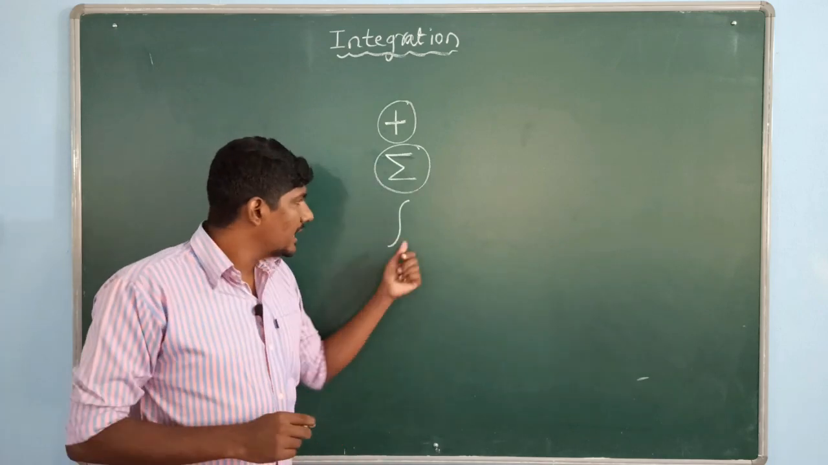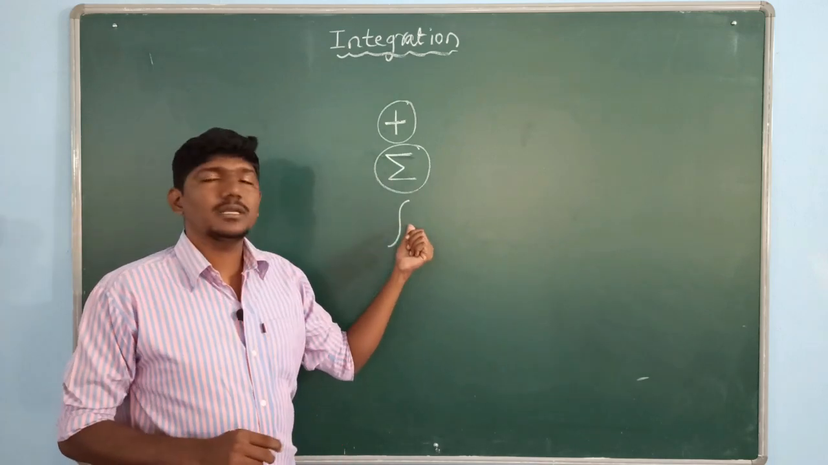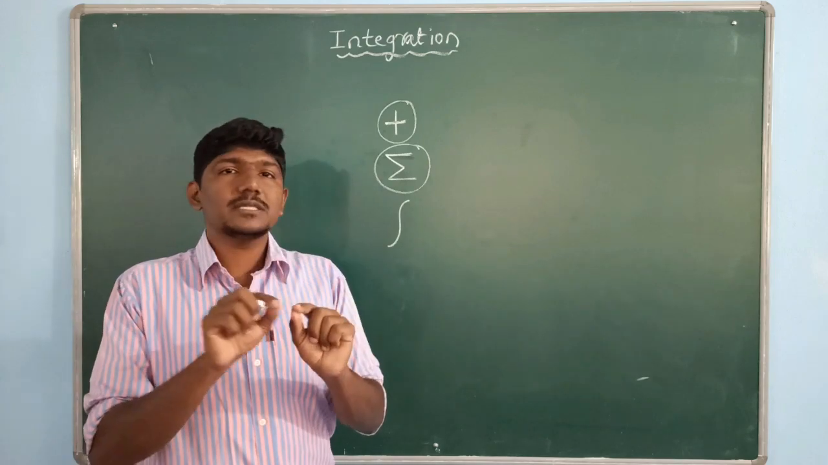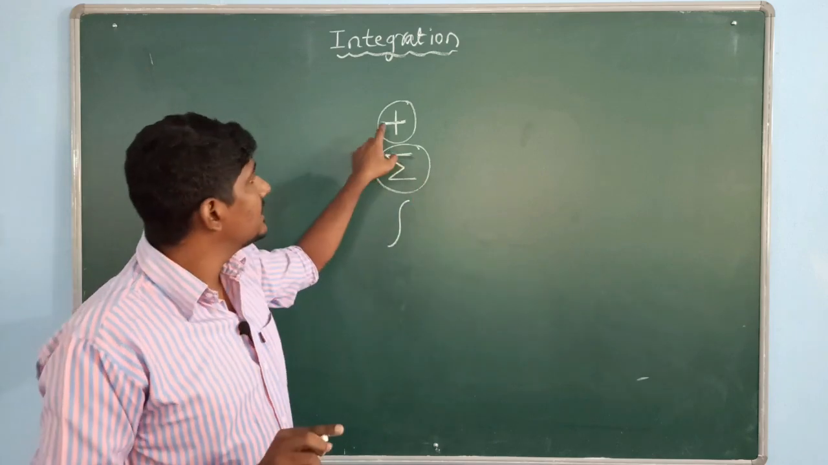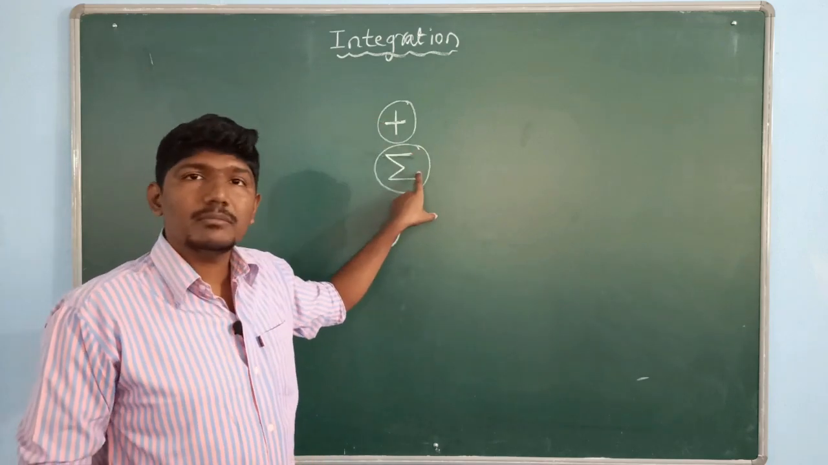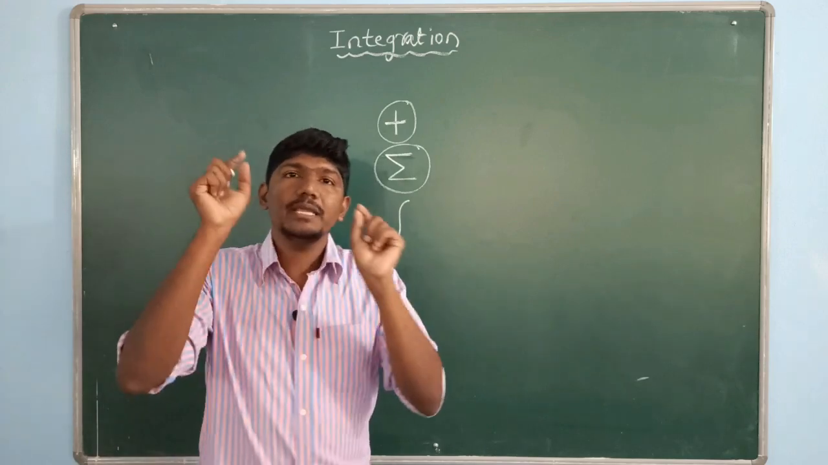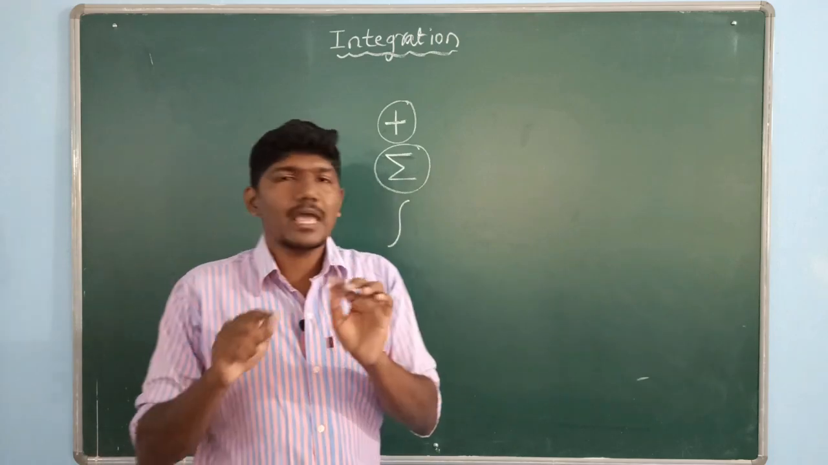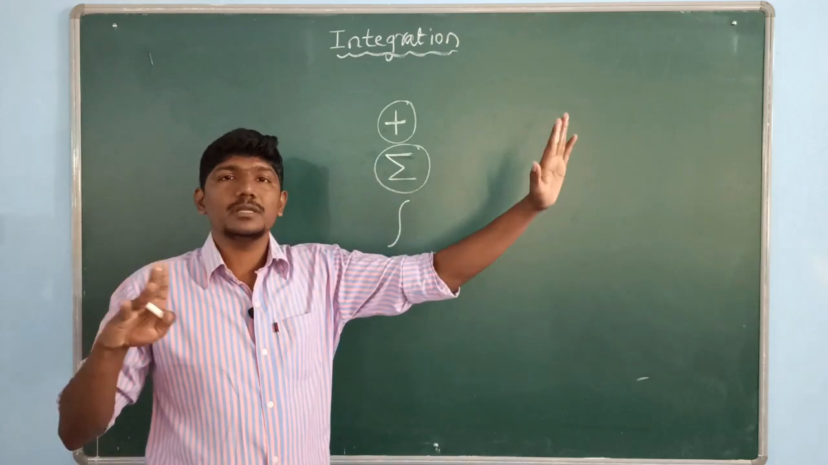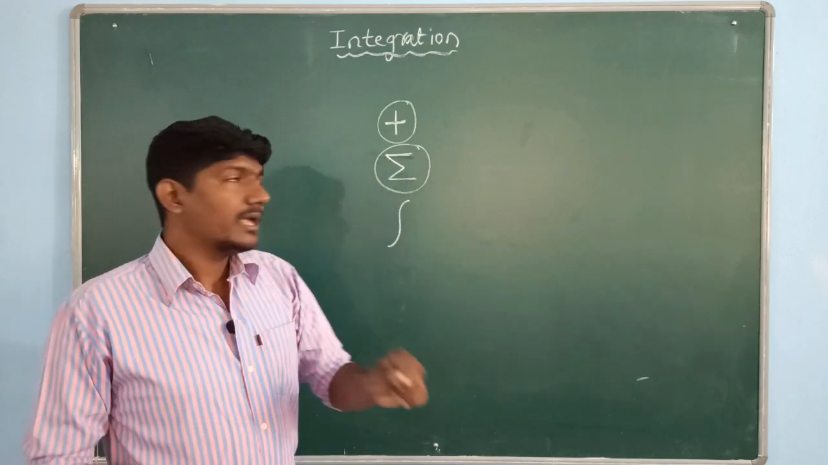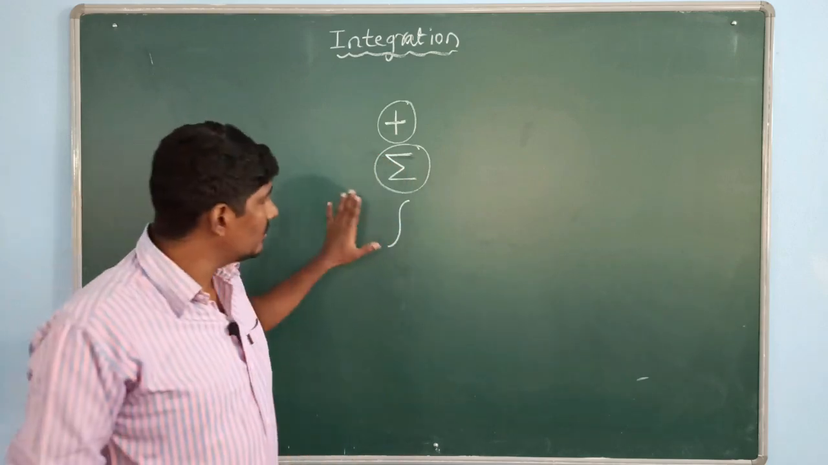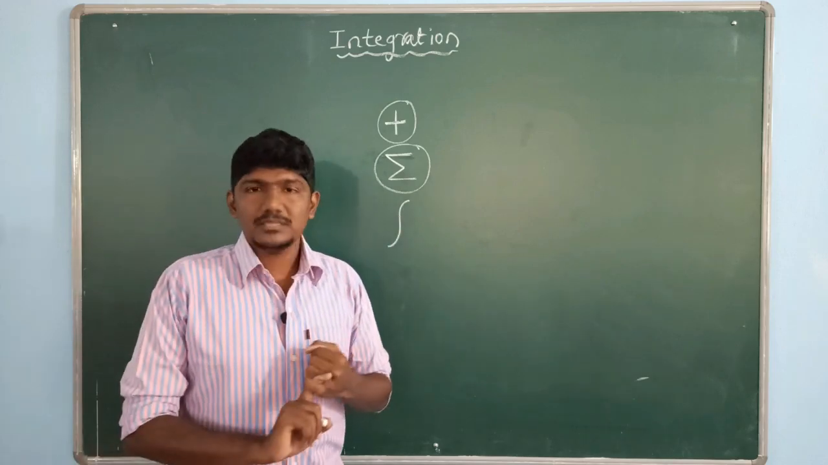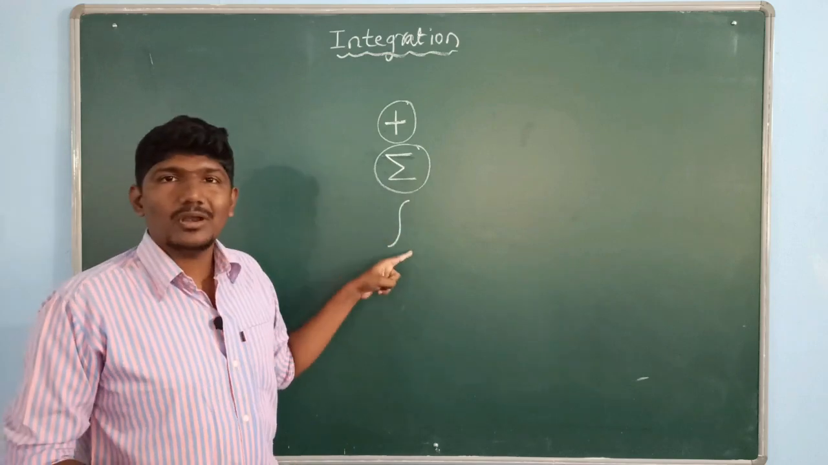How is it different? Using integration, you can add very small quantities, and those small quantities are infinite in number, right? In addition, we have finite numbers, in summation also finite numbers, but here it is an infinite number, and each quantity is infinitesimally small. If they are infinite in number and each is very small, and you need to add them, then we go for integration. This is the use of integration, okay? So today's class we will deal with this process called integration.